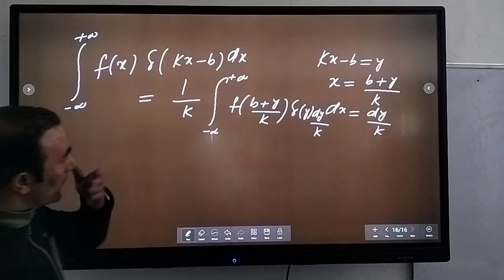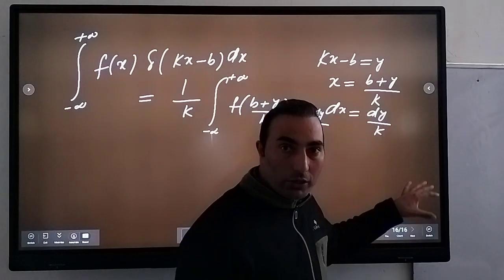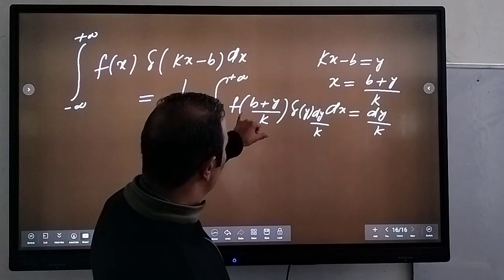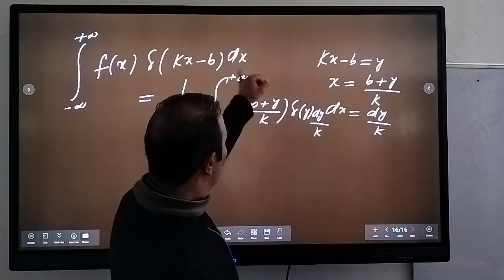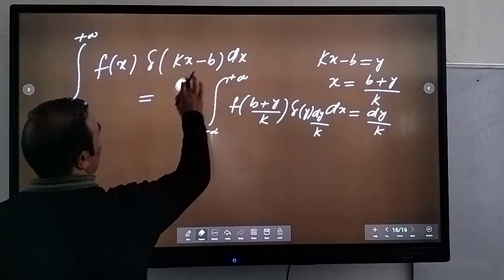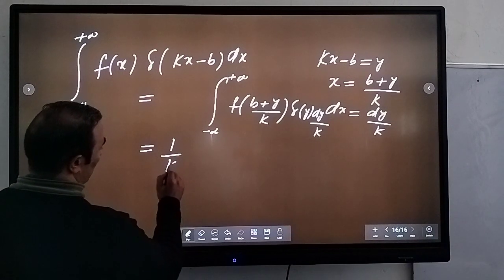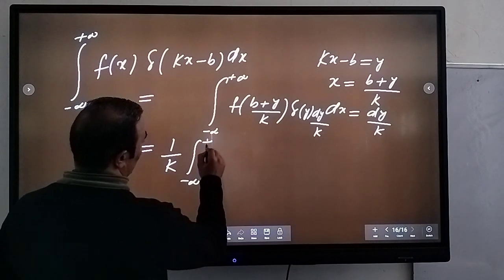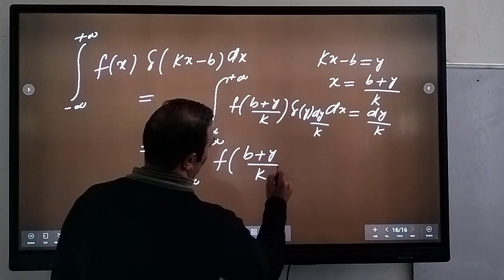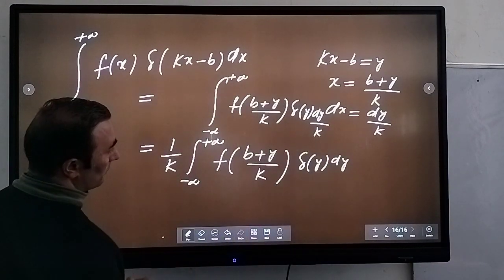So just check. So here what did I do? I put now kx minus b equal to y and then x equal to b plus y by k, then dx equal to dy by k, and insert all these inside this integral. So this term becomes f of b plus y by k delta y, and our dx is dy by k. Okay, so let us erase this. So you can write this as 1 by k, from minus to plus infinity f of b plus y by k delta y, right?